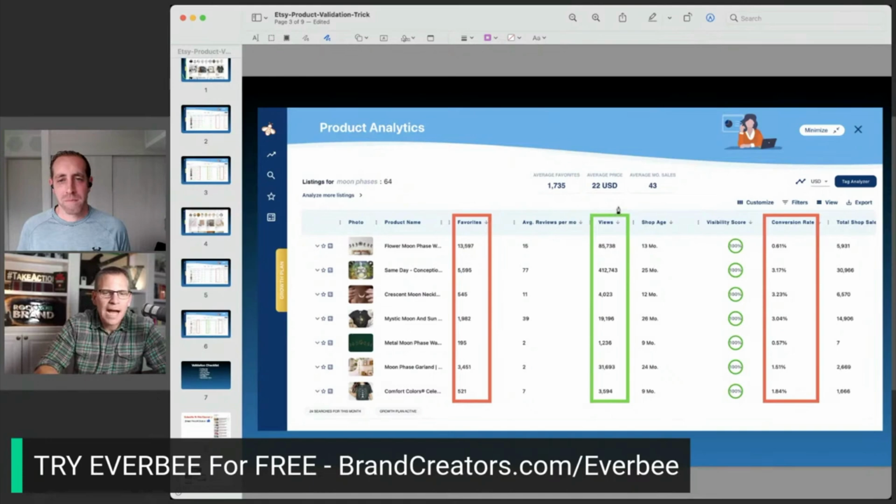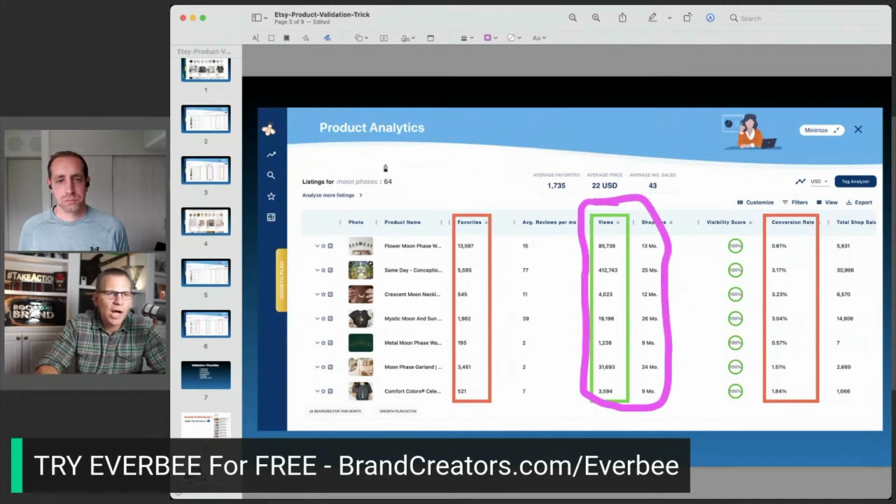So I'm going to basically go right here and look at every single one. And I'm going to do this for multiple searches. I did this one for moon phases. Then I'm just going to look at all of this. And I'm looking at this one here at 412,000 for just that one.